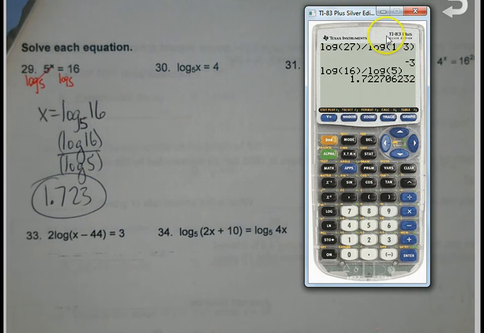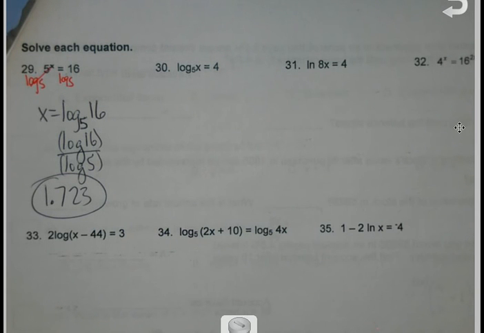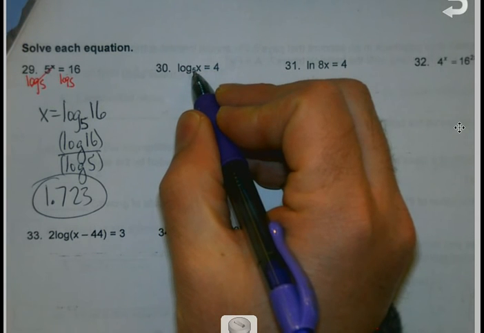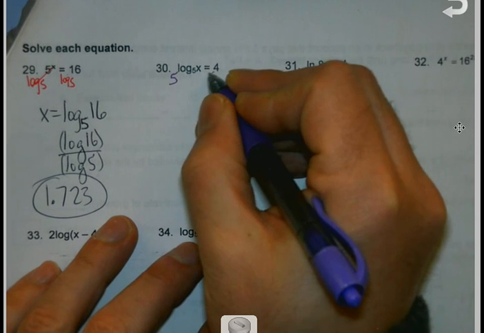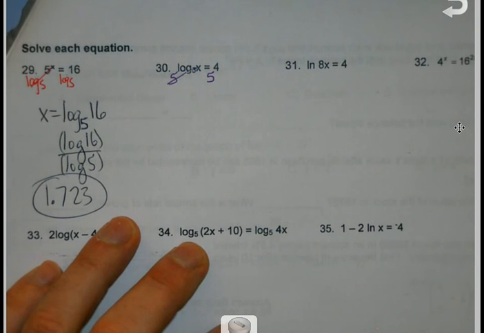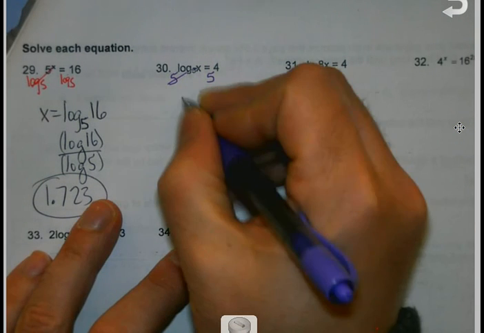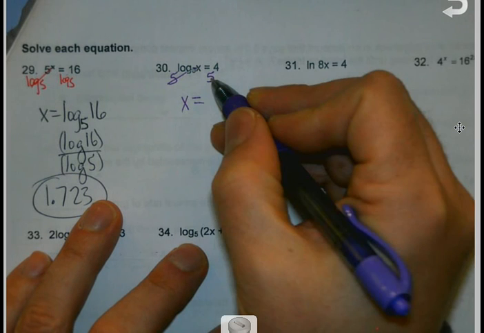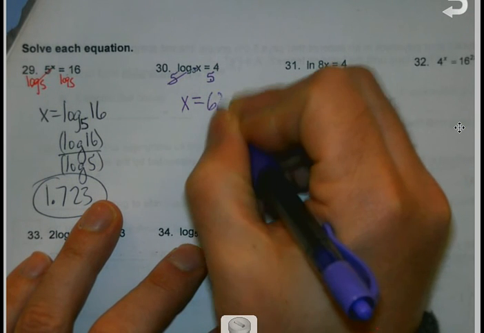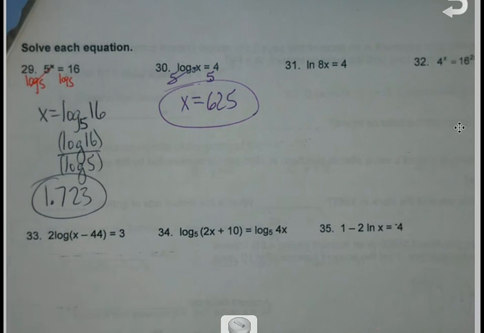Now, we have lots of tools in the toolbox, so there may be several different ways we're going to look at this. Like here, I want to get rid of the log. It's the exact opposite of this. I'm going to exponentiate with my 5, because the log 5 and the 5 are inverses. And be careful: 5 to the 4th power, not 5 times 4. And I can get my answer for that.